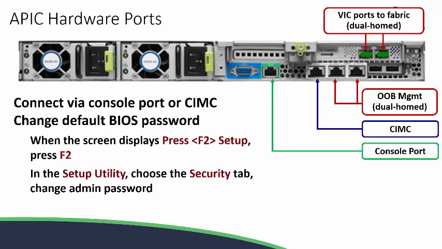The initial APIC config is via UCS console access. You can do it by console from the back panel, or you can do it from the breakout cables on the front panel of the server itself. Initially, when you first get it, you need to hit F2 for setup, and in the setup utility, choose the security tab and change the admin password. Do not do what a lot of customers do and leave it blank. And also don't walk off and leave it, where nobody remembers what the admin password is, and no one will ever figure it out, and then we have to reset it.